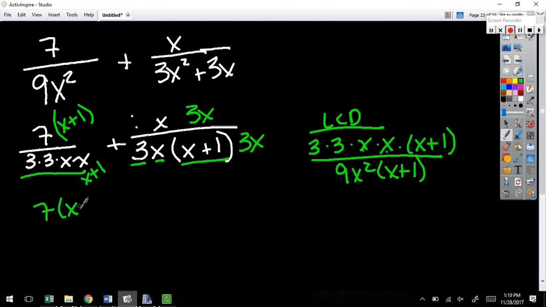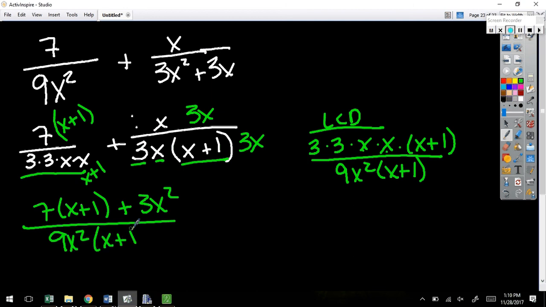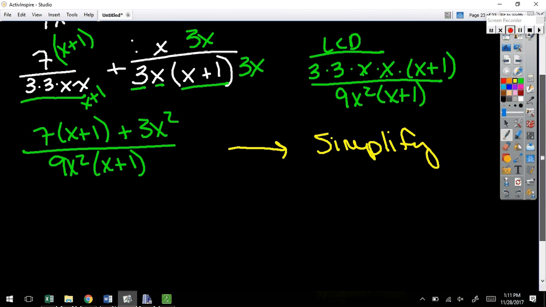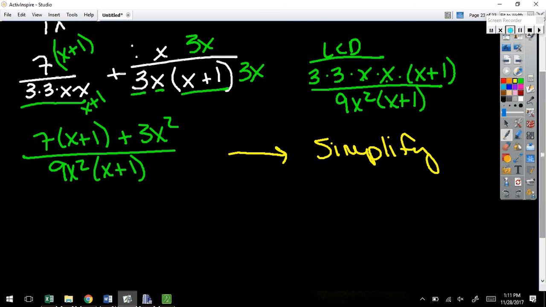So now I've got 7 times x plus 1 plus 3x squared over 9x squared times x plus 1. Now here's where it's a little different: I have to simplify this. We did a lot with simplifying rational expressions, right? I can't cancel yet. Why can I not cancel? This is where everybody wants to go ahead and say, gone. Is every plus or minus in parentheses?